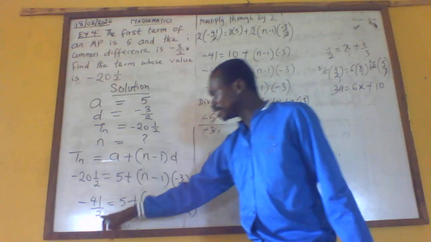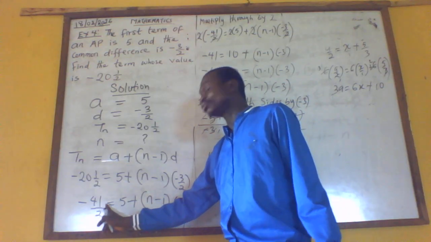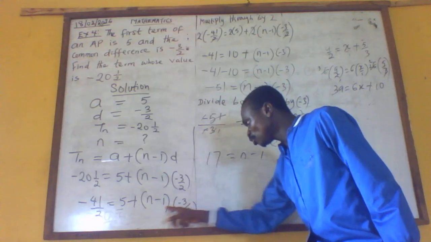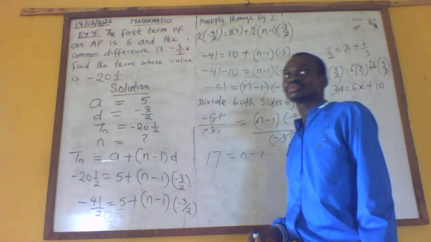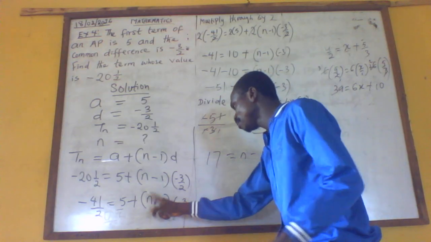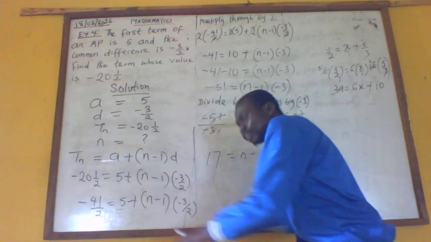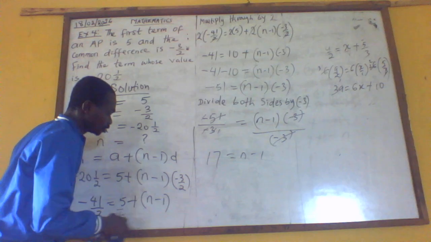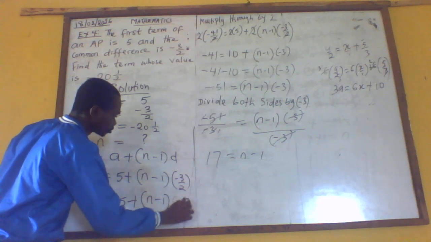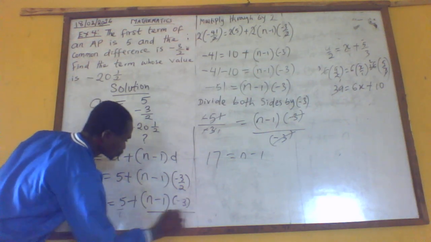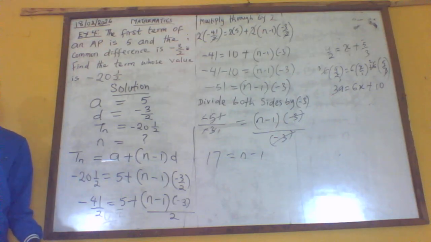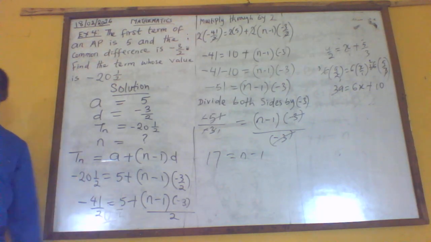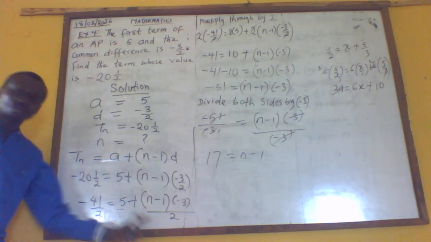I tried to clear this fraction. The LCM of the denominator here is 2. The denominator here is 1. The denominator for the whole of this is what? 2. Because this is more like n minus 1 into minus 3 all divided by 2. Something of this nature. So I have something like this. Can you see now? So the LCM of 2, 1 and 2 is what? 2. So I multiply all through by 2.